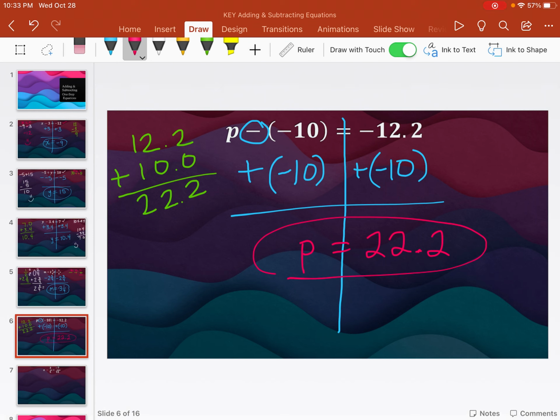Last thing I need to do is always check the sign. So it's a negative plus a negative. Keep the sign, right? Add and keep. So it's a negative 22.2.